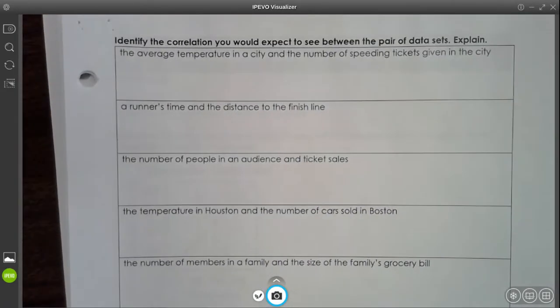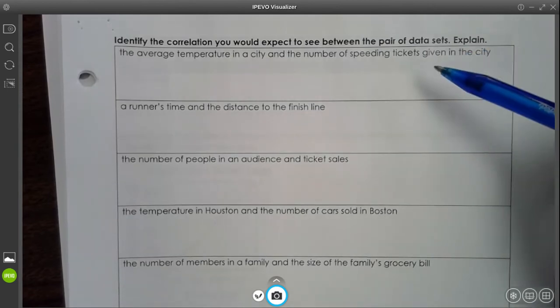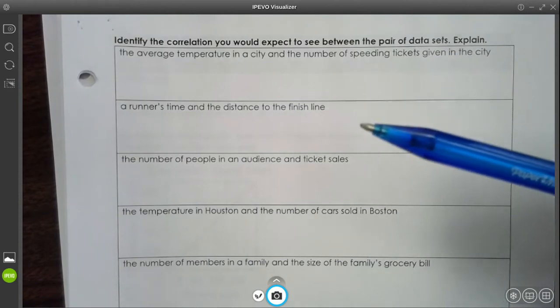Okay, so now we're going to be able to tell what kind of correlation there is just by the variables that we have, not even looking at a graph. It says identify the correlation you would expect to see between the pair of data sets and explain. The first one is the average temperature in a city and the number of speeding tickets given in the city. So we have to ask ourselves, does the number of speeding tickets usually depend on what the temperature is?